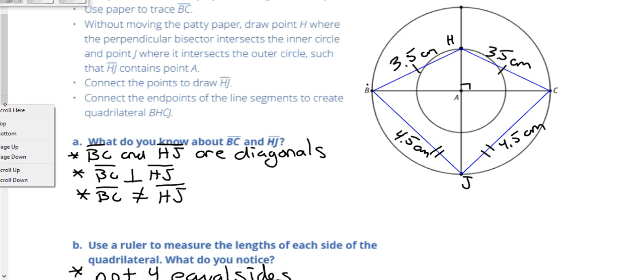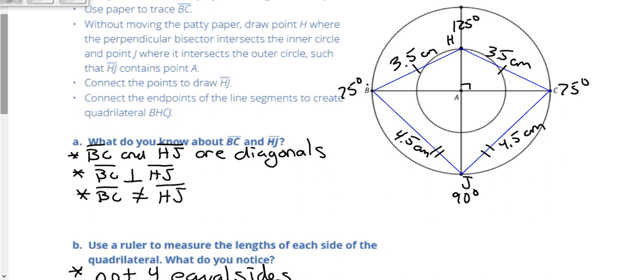Okay. Now the angles, I'll just go ahead and give them to you. So we have 125 degrees up here. We have 75 degrees here. We have 90 degrees here. And this is just how this one is built. Not all of these turn out this way, with a 90-degree angle in them.